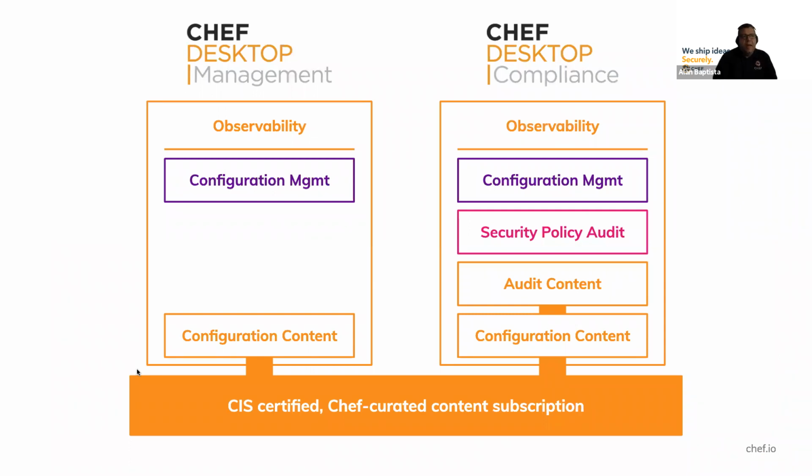In terms of flavors that we have for Chef Desktop, we have a basic entry level that allows you to have the configuration management functionality of the tool, all based with CIS centered and Chef curated content, but also a more advanced Chef Desktop compliance option where you have not only the configuration and observability that you saw in the dashboard, but also security policy and compliance capability or content that are provided as well. Any thoughts there, guys?